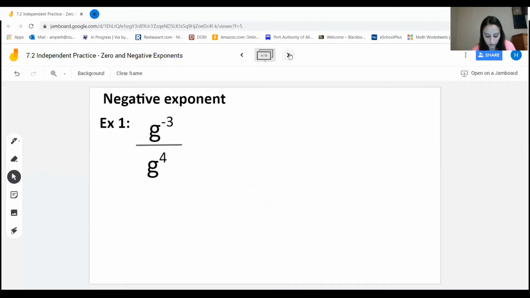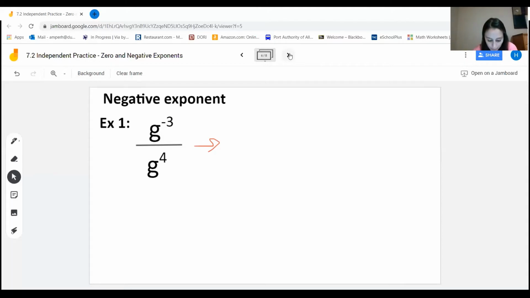And so what you can do, here's way number 1. You can rewrite this with just flipping your negative exponent. So remember, you only flip the one that has a negative exponent. So just because we have 2 different g terms with different exponents doesn't mean we're going to flip both of them because we have a negative exponent. We only flip the one that has the negative exponent.